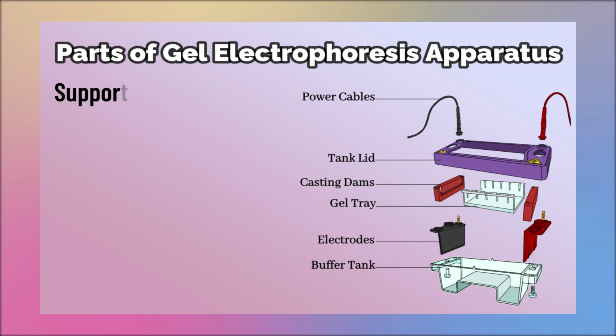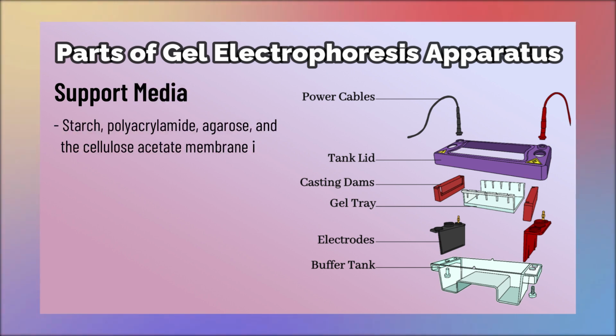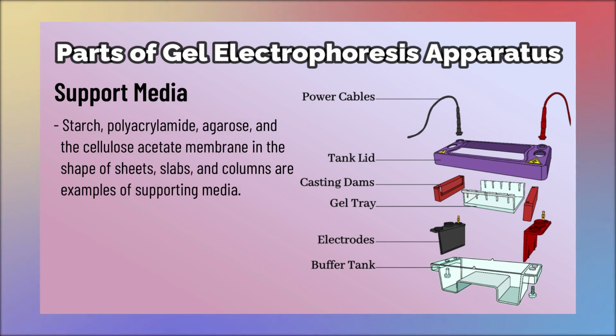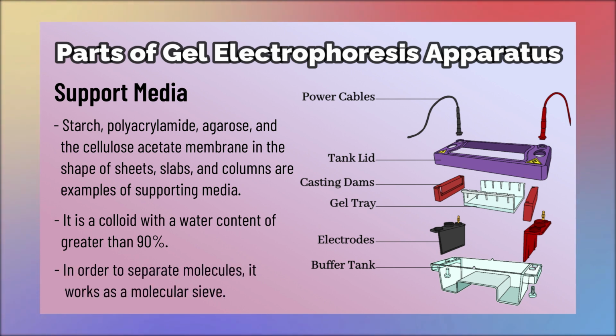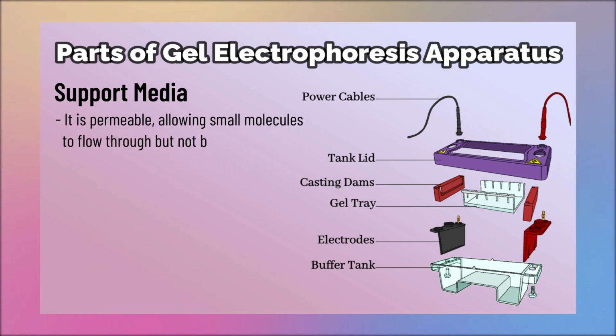Then comes the support media. Starch, polyacrylamide, agarose, and the cellulose acetate membrane in the shape of sheets, slabs, and columns are examples of supporting media. It is a colloid with a water content of greater than 90%. In order to separate molecules, it works as a molecular sieve. It is permeable, allowing small molecules to flow through but not bigger ones.